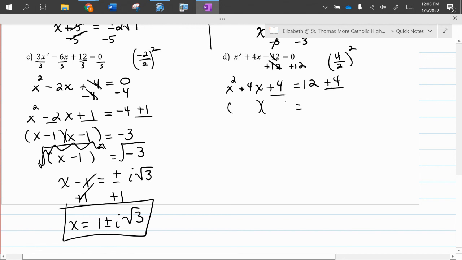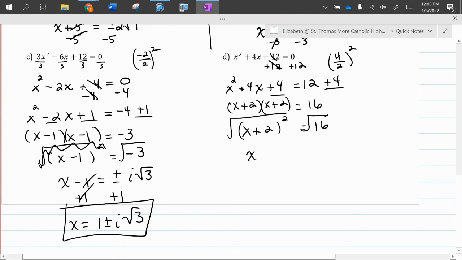On this side, I'm going to factor my trinomial. That's going to be x plus 2 times x plus 2. It's always going to be the same. It's a perfect square, so it's always going to be the same. 12 plus 4 is 16. Okay, so I'm going to write x plus 2 times x plus 2 as x plus 2 squared, so that I can take the square root of both sides.